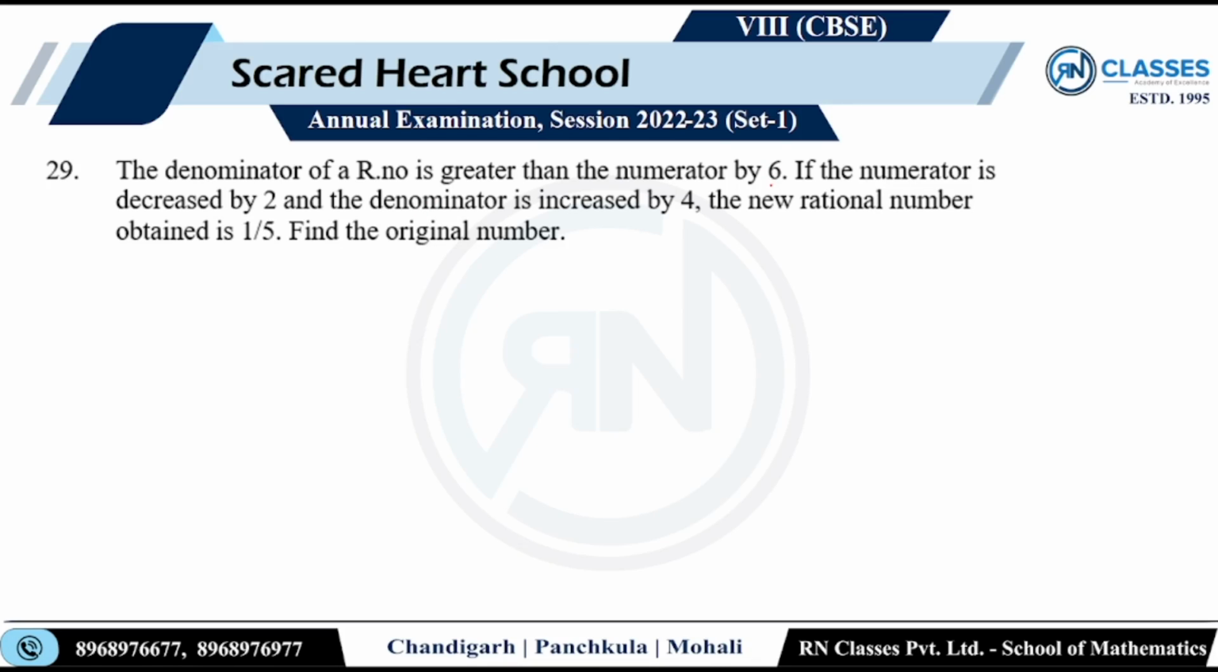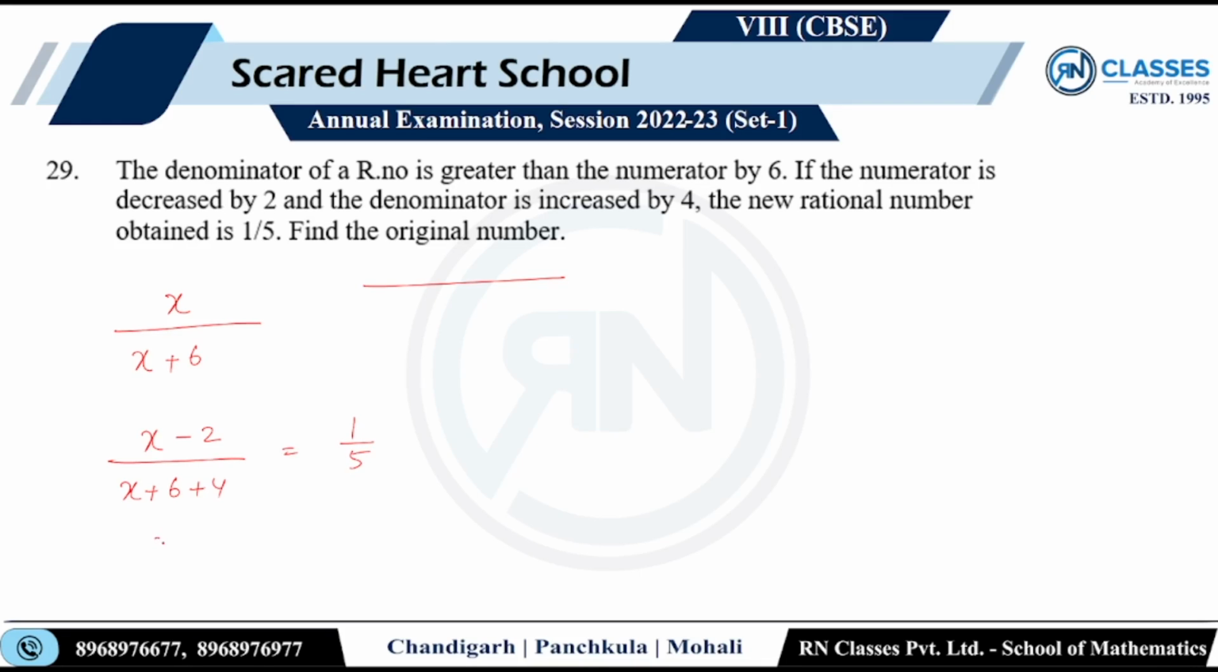Next one. The denominator of a rational number as it was given is greater than the numerator by 6. So denominator was greater than the numerator by 6. So let the numerator be x. ये लिखना पड़ेगा आपको. And the denominator would be x plus 6. बिल्कुल simple. If the numerator is decreased by 2, numerator था मेरे पास x, it is decreased by 2. And the denominator is increased by 4, x plus 6 था. ये कितना बन गया? 6 plus 4, right? Then the new rational number becomes 1 by 5.